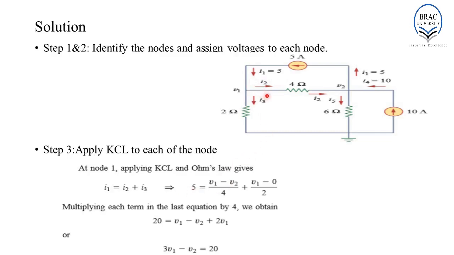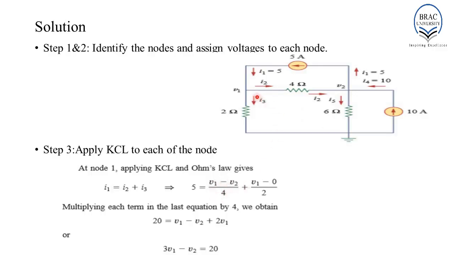I2 is the current which is flowing through the 4 ohm resistor. Now, we know the voltage at this point is V1 and the voltage at this point is V2. So we can easily determine the potential drop across the 4 ohm resistor, which is basically V1 minus V2. Now, using Ohm's law, we can determine the current I2, which is equal to V1 minus V2 divided by 4. Hence, we have substituted the value over here.